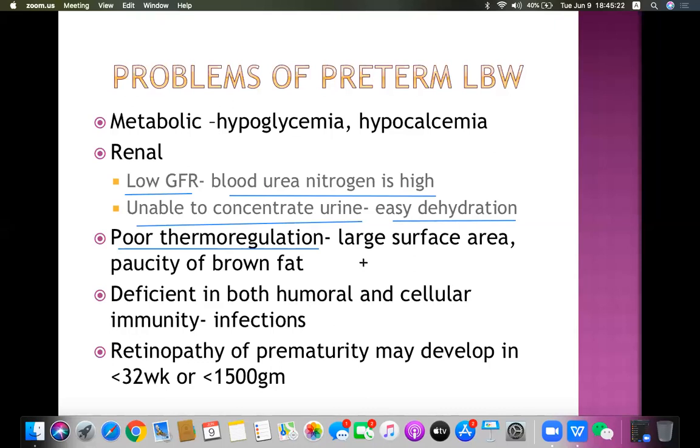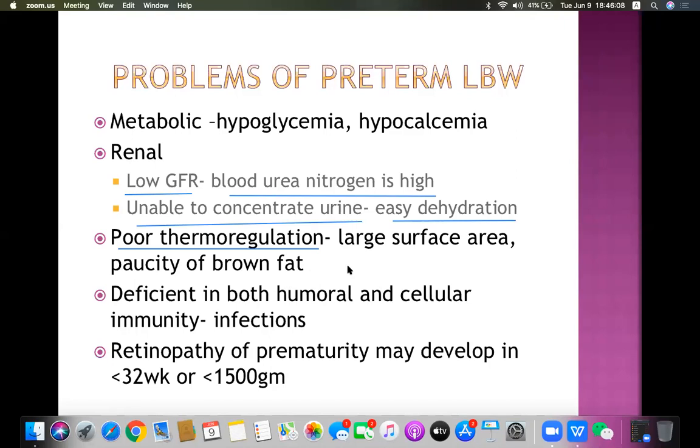Now let's talk about why these things occur. There is a large surface area in the case of a premature baby. Second point, the subcutaneous fat is very, very less. So they cannot insulate themselves, and they can quickly dissipate heat from their body. So quick heat loss is a problem. Second one, because of a very small amount of brown fat in them, they cannot generate heat. So generation is less and loss is more. So this baby can quickly develop hypothermia. And hypothermia is a very, very serious problem in the preterm baby.